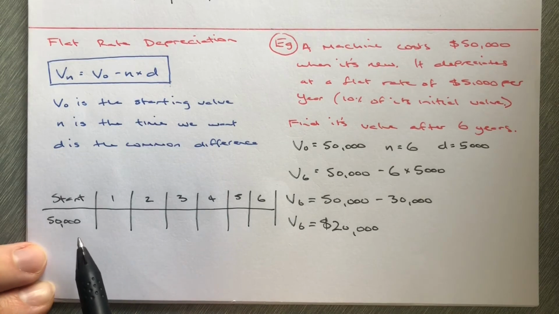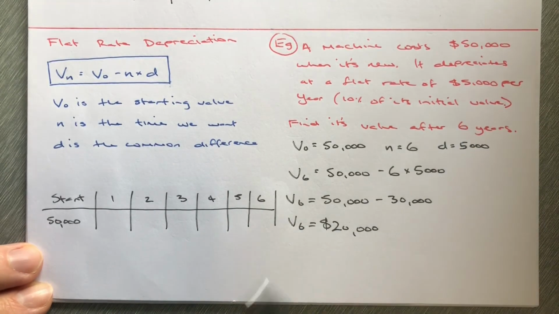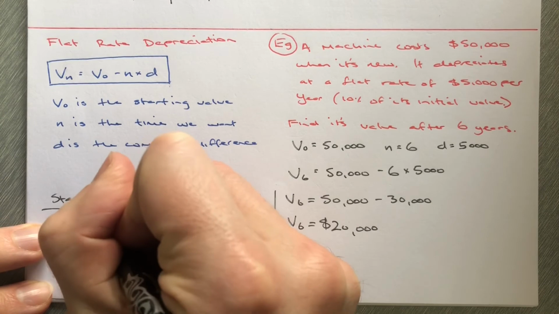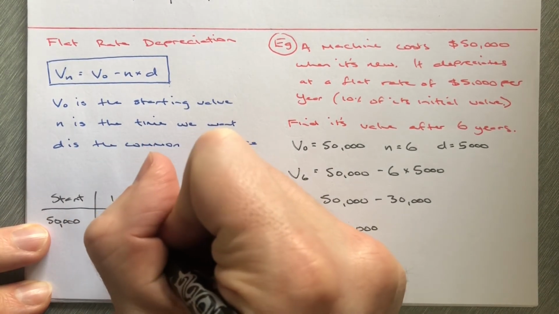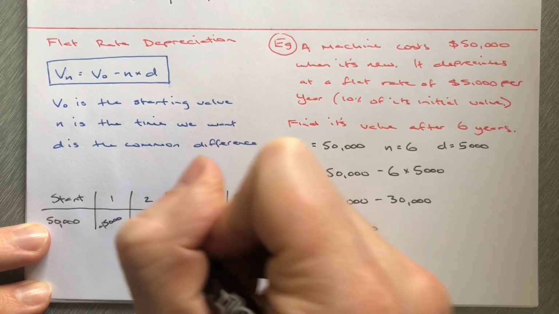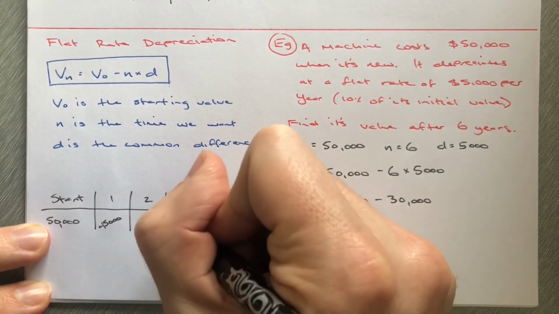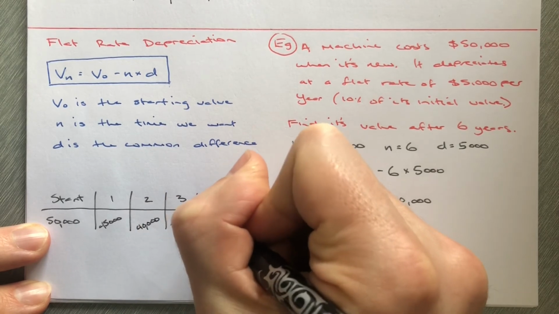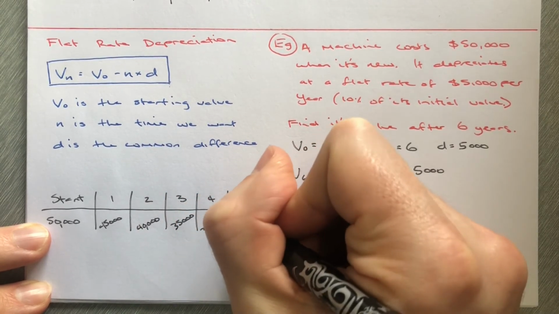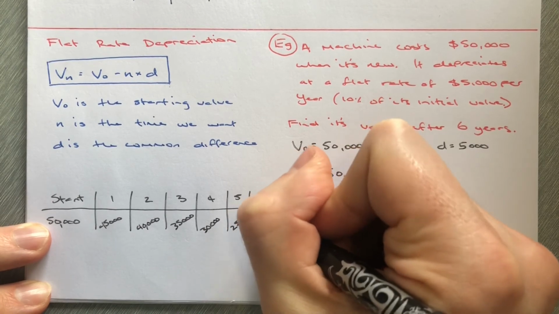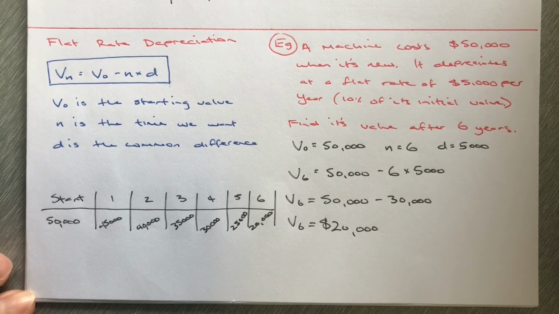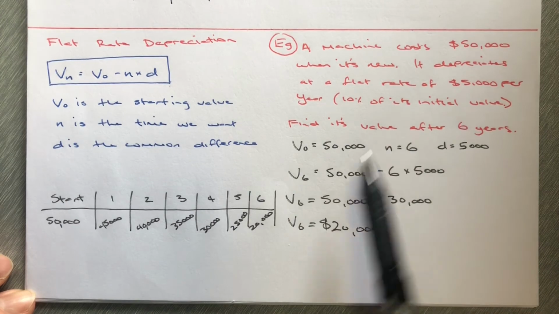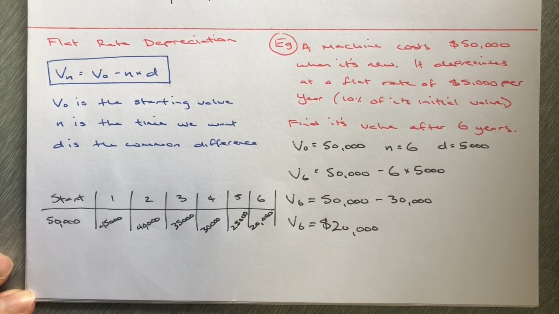Alright, so we start with 50,000. It's going down by 5 each year, so that means this next one's going to be 45,000. If we go down another 5, it's going to be 40,000. Go down by another 5, it's going to be 35,000. Then 30,000. Then 25,000. And then 20,000. See how after 6 years it's 20,000? Either way is totally fine, but if you're looking at big numbers, you're better off using the formula, because doing this table is going to take forever.